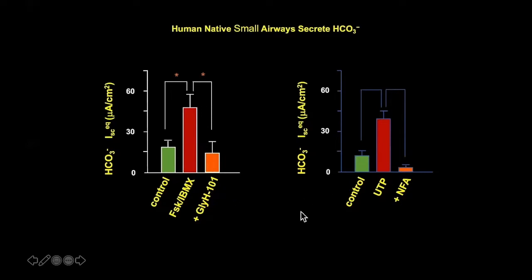Just as a side note, if we look at the calcium-regulated chloride channel, which is stimulated by UTP, it is also present in the bronchiolar tissue, and that channel can be inhibited by diflumic acid, and we see dramatic responses to both stimulation and inhibition in this graph.